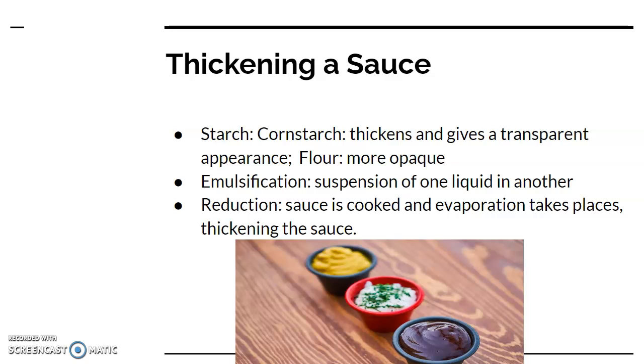So what about emulsification? Well, emulsification is essentially the suspension of one liquid in another. A good example of that would be hollandaise sauce, which is a good example of the process of using emulsification to thicken a sauce. One of the commonly used ingredients to create emulsion is egg yolk. A reduction sauce is a sauce that becomes thicker because you cook the sauce, and as you cook it, the sauce evaporates, and that results in the thickening of the sauce.